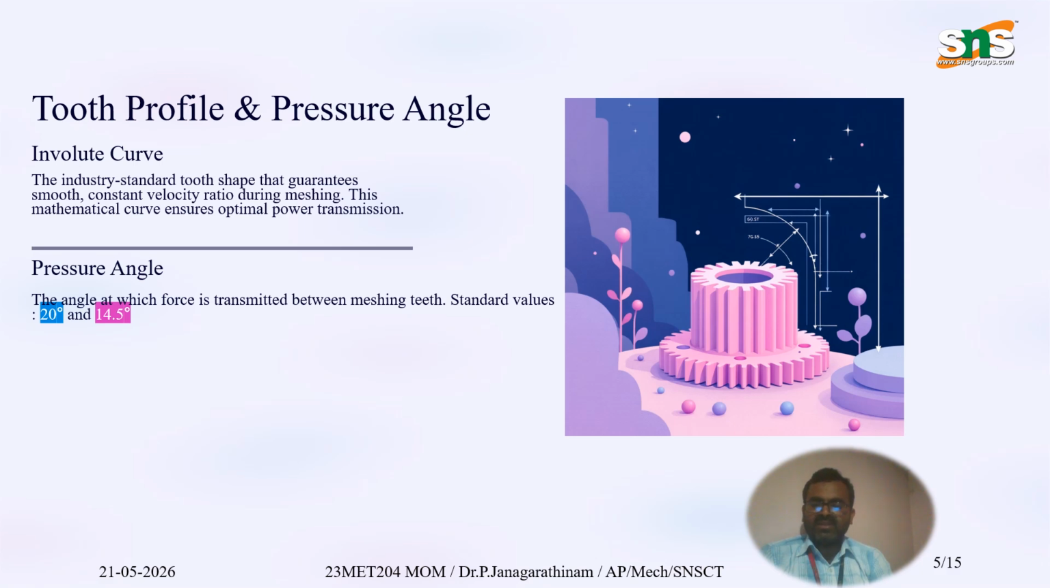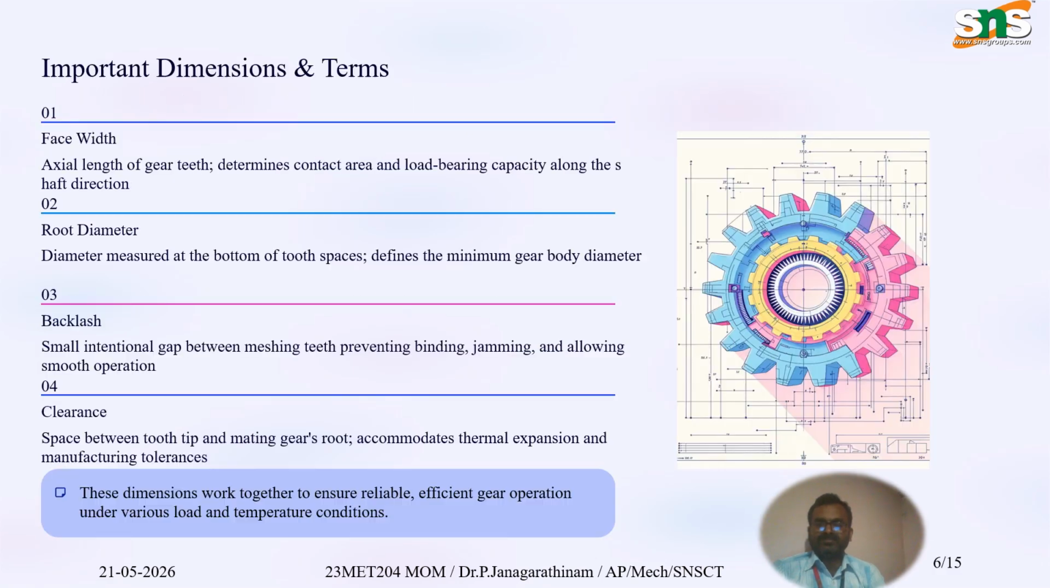We have to consider the involute curve, the industry standard tooth shape that guarantees a constant velocity ratio during the meshing of two gears, and these mathematical curves ensure optimal power transmission between the two moving parts. For the pressure angle, we have to maintain 20° or 14.5° based on the application and necessity. We have to consider these two, the tooth profile and the pressure angle.